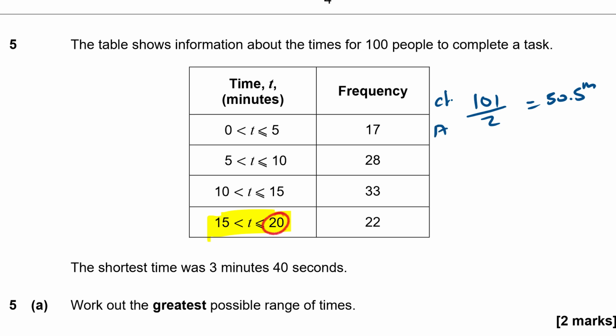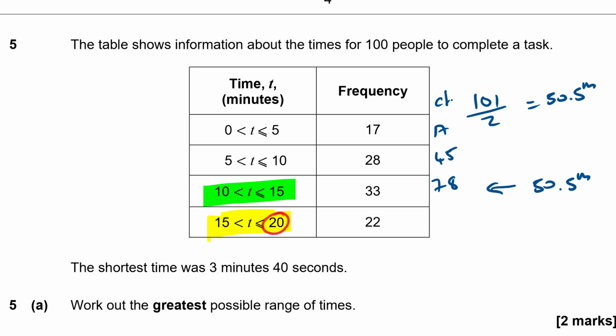Cumulative frequency tells me that my first 17 are in there. 17 plus 28 is 38, 40, 45. So that category goes up to 45. And then the next group goes from 46 up to 78. So my 50.5th value is going to be in that range, in the 10 to 15 category. So you can see that t has to be greater than 10 and less than or equal to 15.